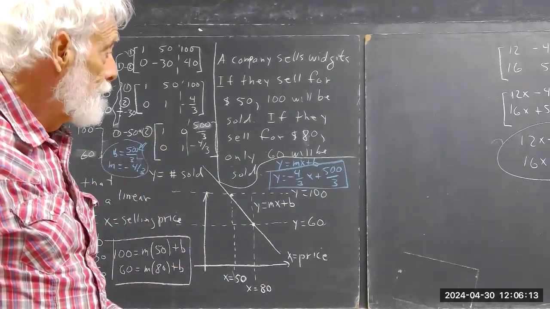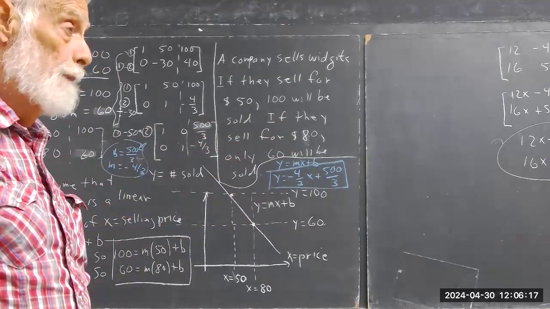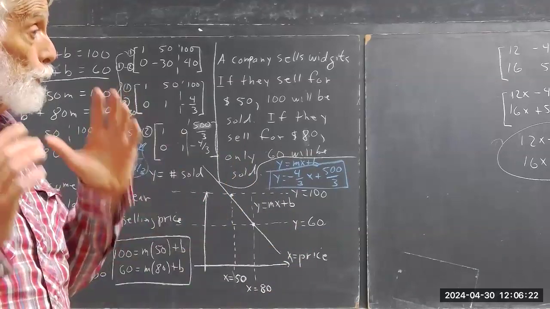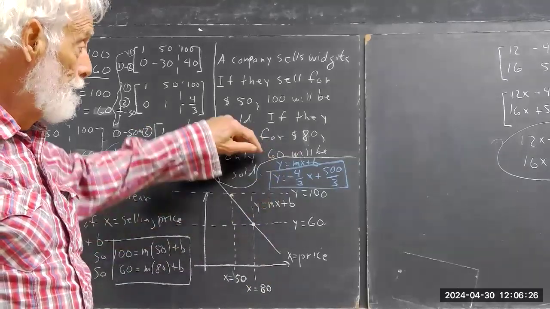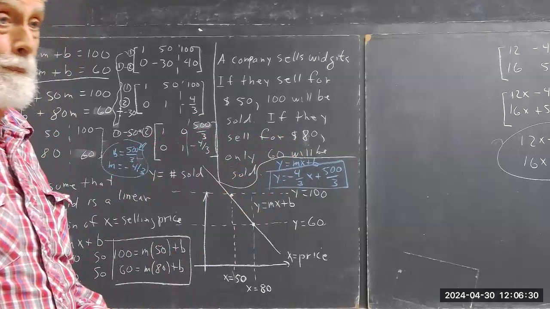Now, if I jack up the price to $80, yeah, some people are going to get mad, some people won't be able to afford it, some people don't think they're worth $80, but they're really good widgets and they are worth $80, and a lot of people will still buy them. So I find that I can sell 60 of them for $80.